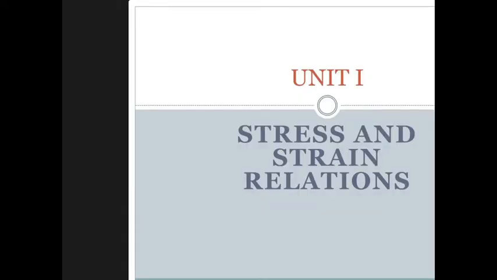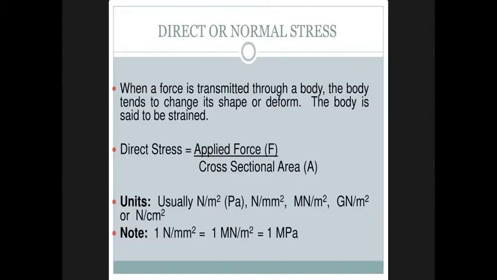So already I told you, unit 1 is stress and strain relation we have discussed. First of all, we have studied the direct or normal stress. When a force is transmitted through a body, the body tends to change its shape or deform. The body is said to be strained. So direct stress is equal to applied force divided by cross sectional area. That is also called, the symbol is F by A.